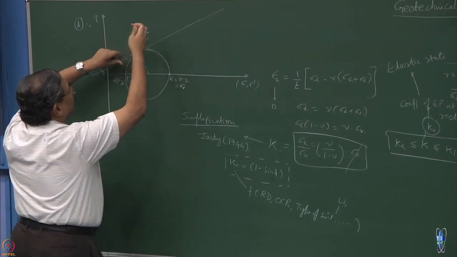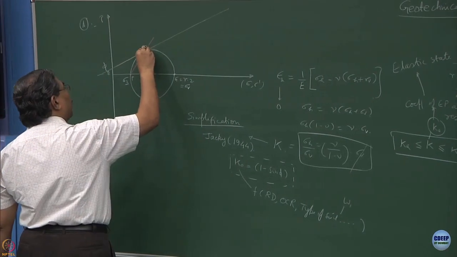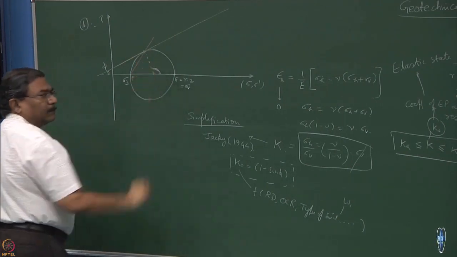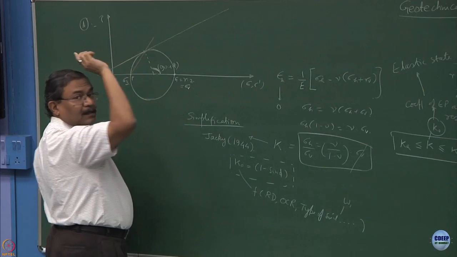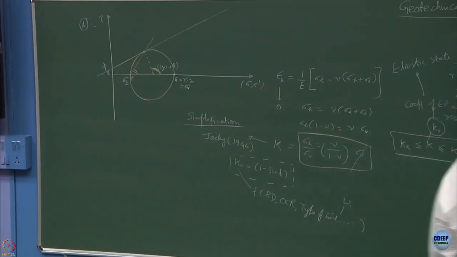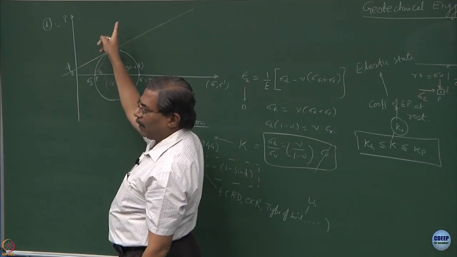Fine. So, this is the failure plane. At this point, the failure is occurring. What is this angle? Very good, 90 plus phi, excellent, clear. What is this angle? A plane passing through the pole cutting the Mohr circle is the failure plane at which the state of stress corresponding to the failure is occurring. Perfectly all right. So, this is a failure plane.